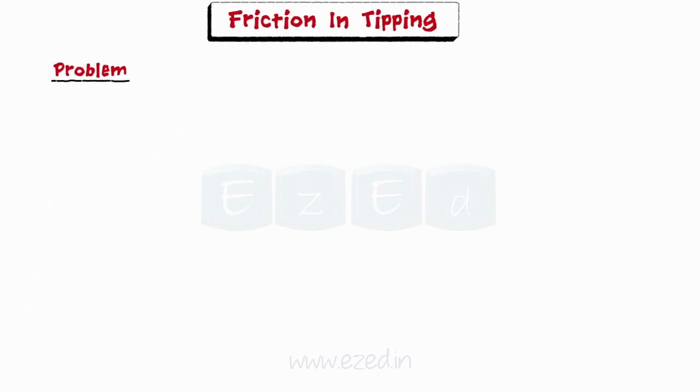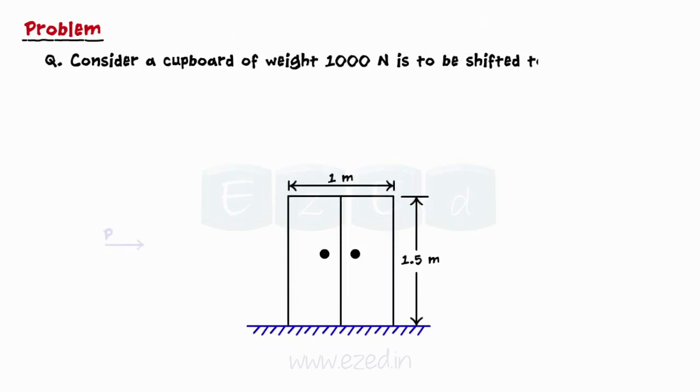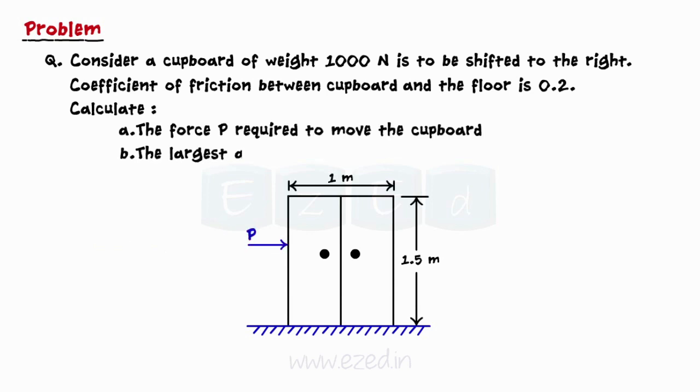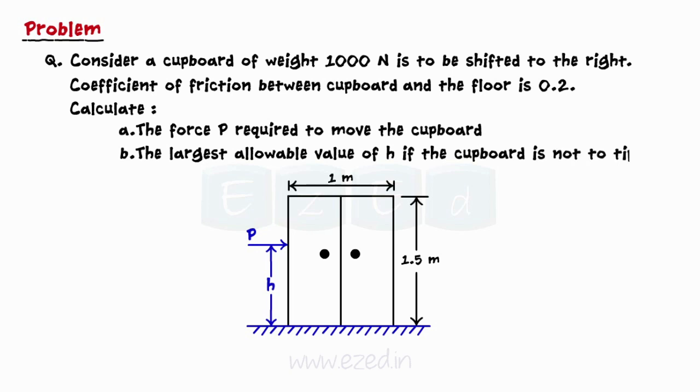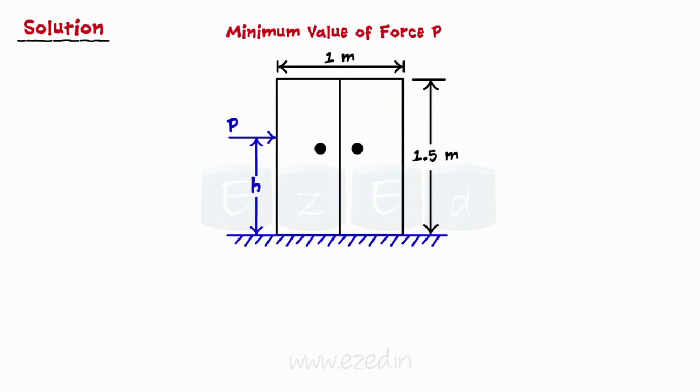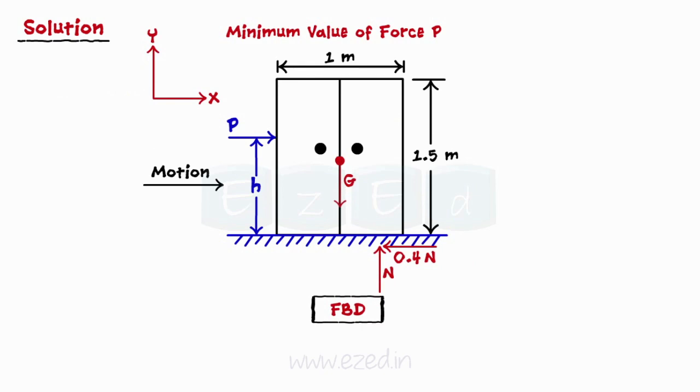Now, we will learn to solve problems on tipping. The following problem will be helpful to understand the idea behind friction in tipping. Consider a cupboard of weight 1000 newtons is to be shifted to the right. Coefficient of friction between cupboard and the floor is 0.2. Calculate the force P required to move the cupboard and the largest allowable value of H if the cupboard is not to tip over. In this case, we have to find the minimum value of force P required to push the cupboard.